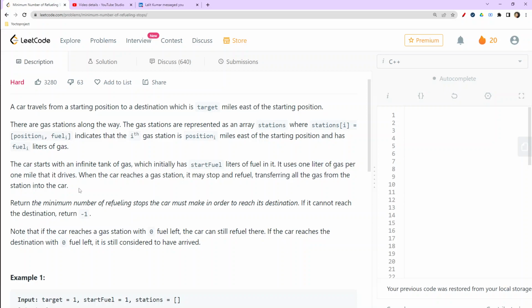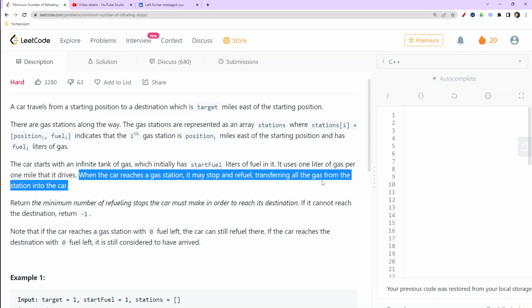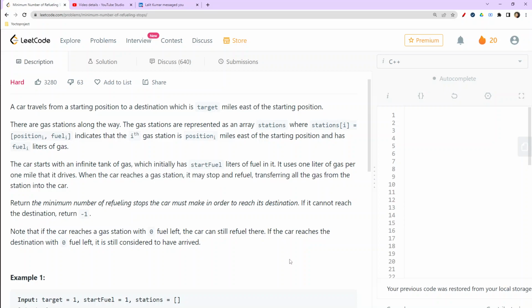And then next comes the part that when the car reaches a gas station, it may stop and refuel, transferring all the gas from the station into the car. So that simply represents that there is no fuel loss, so you could directly add that to the fuel of the car. That's the thing they want to represent.